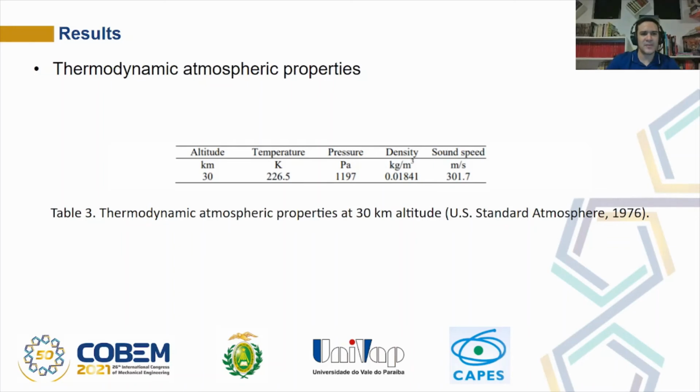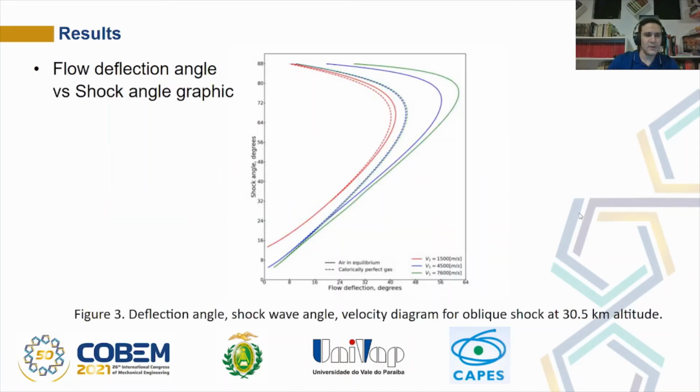First, we need the thermodynamic atmospheric properties at 30 kilometers altitude. Then we can have this flow deflection angle versus shock angle graphic. The dashed lines show the calorically perfect gas, and the full line shows the air in equilibrium. So we can see that for higher velocities and the same flow deflection angle, we get lower shock angles for air in equilibrium.